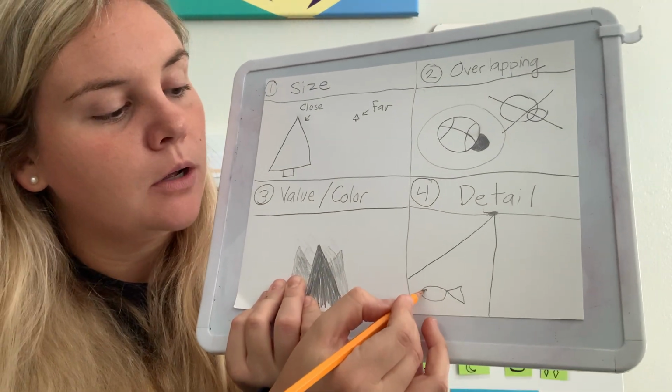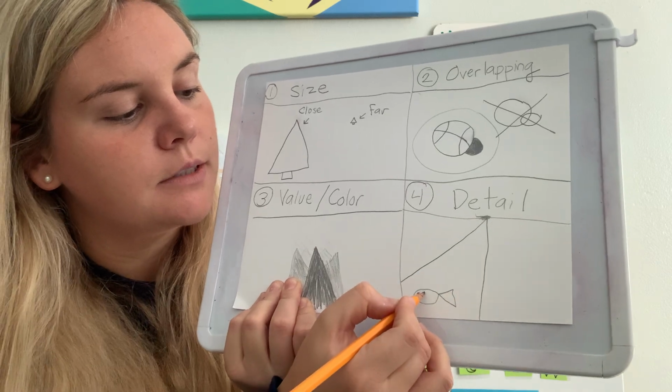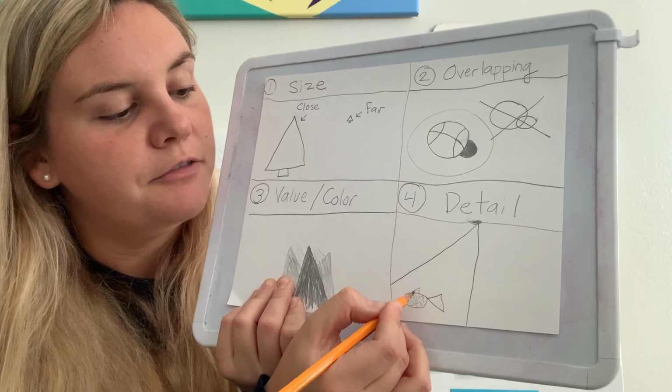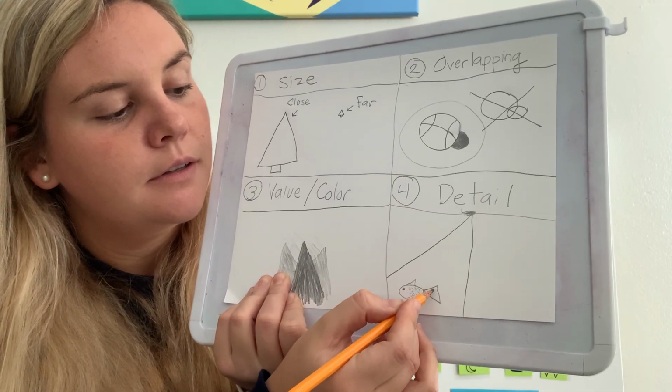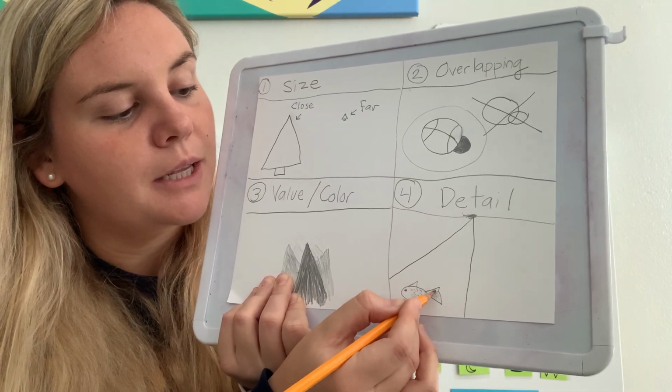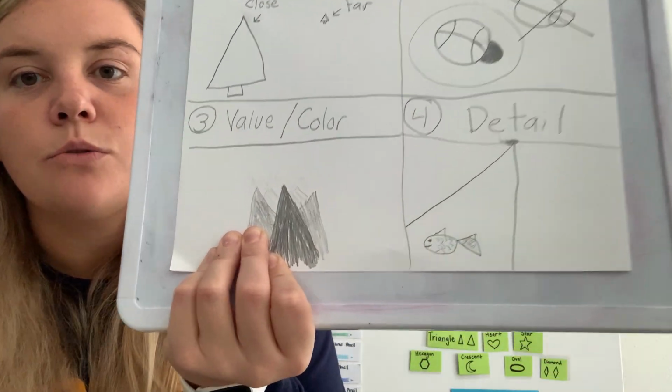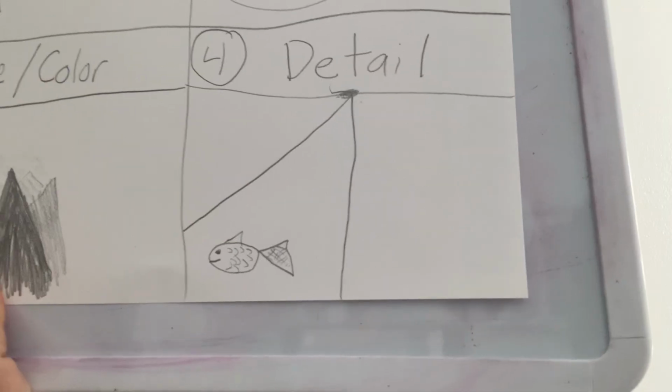Maybe we'll see an eyeball. Maybe we'll see some scales. Maybe that fish will have a fin. Maybe some patterns on it, or maybe it has some glitter. Maybe a mouth. So our fish up close, he has lots and lots of details.